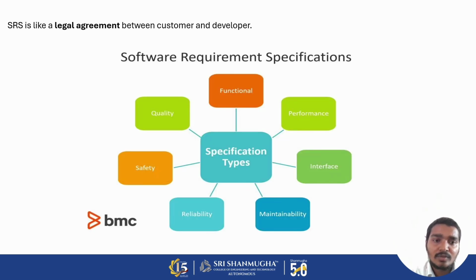So we see about the SRS models. It's like a legal agreement between the customer and developer. The software requirement specification gives the functional, performance, interface, maintainability, reliability, safety, and quality requirements. They are the basic types.